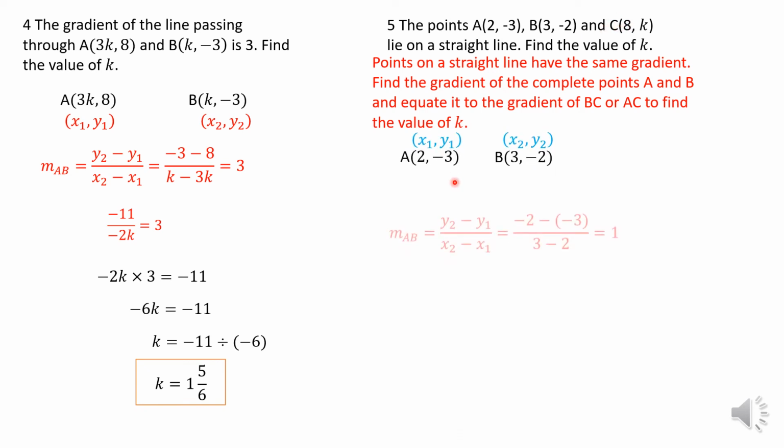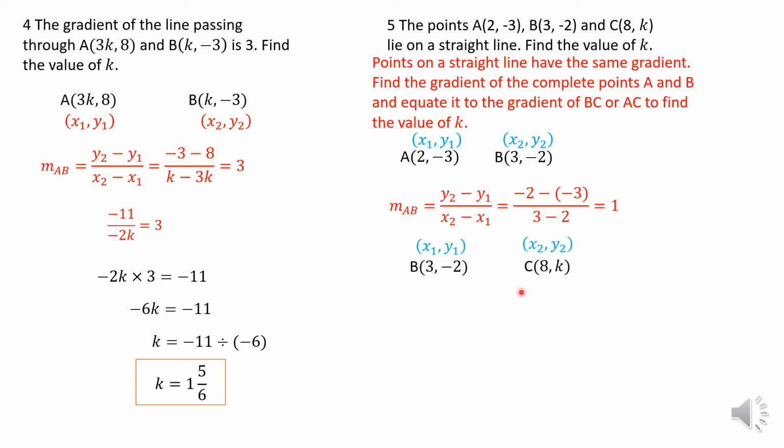Okay, so what I refer to is I found the gradient of AB. When I do my substitution, I find that the gradient is equal to 1. And if that is the case, then I can find the gradient. I chose to take BC, or you can also take the point AC. Ultimately, you'll get to the same answer.